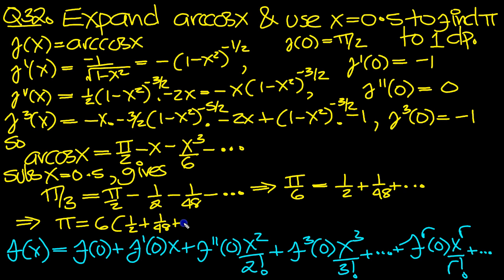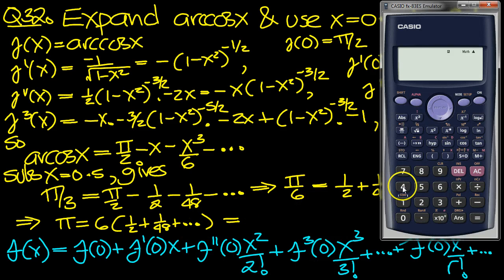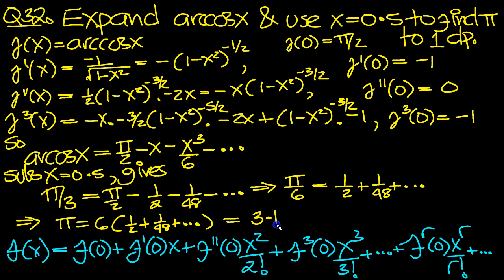which is pretty rudimentary, but hopefully we'll be able to get pi to 1 dp here, because that's all the question requires. So let's have a look at that then. So it's 6 times bracket a half, 0.5, plus 1 divided by 48, close bracket, 25 over 8, 3.125, so that's 3.1 to 1 decimal place.